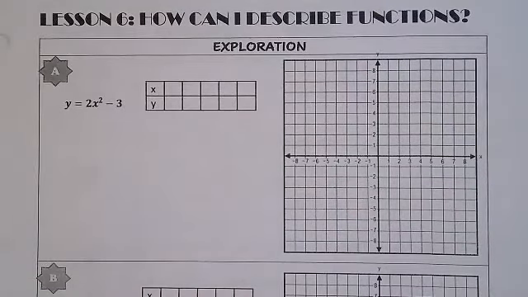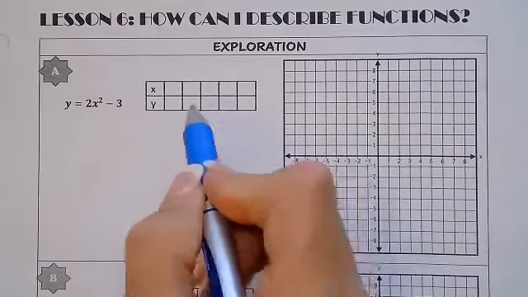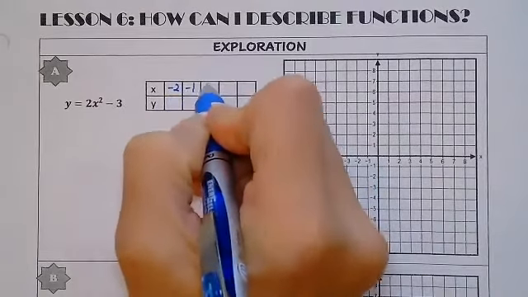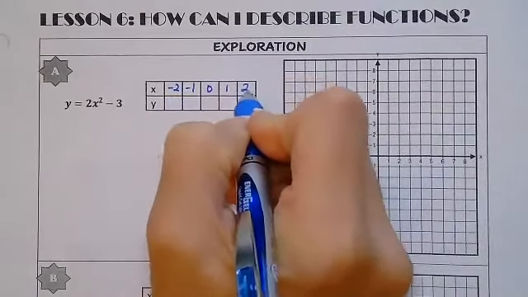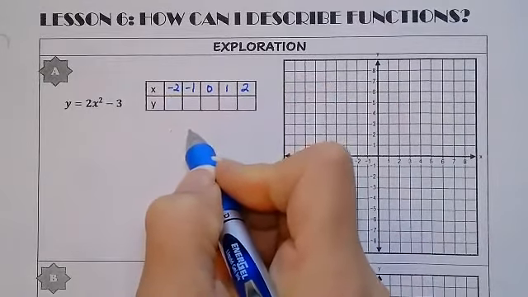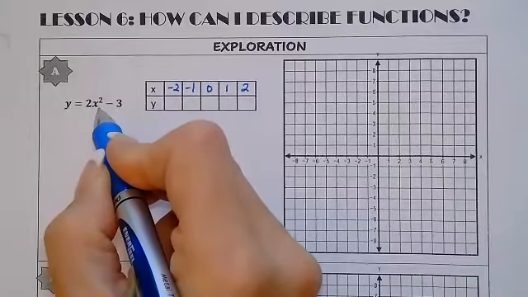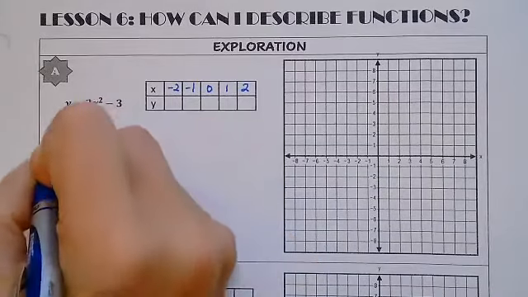Lesson 6, how can I describe functions? So we're going to do this exploration starting with A. We have the function y equals 2x squared minus 3. So we're going to create this function table or complete the function table. I'm going to use -2, -1, 0, 1, and 2 as my inputs. So we're going to substitute each of these into this function to figure out what our output is.